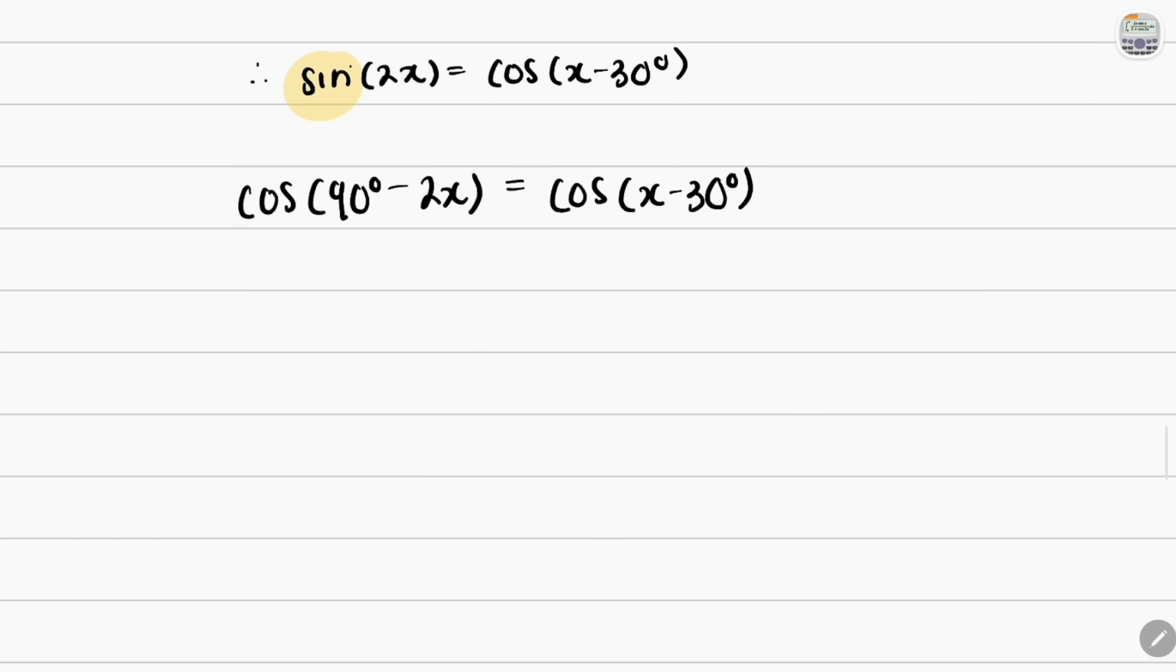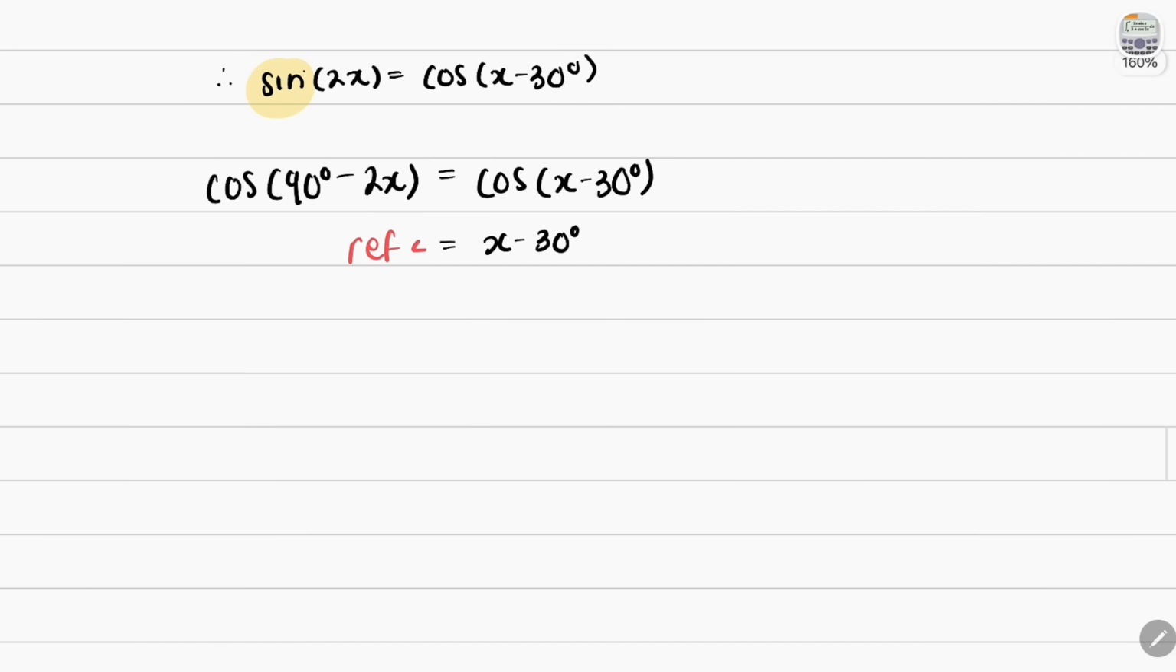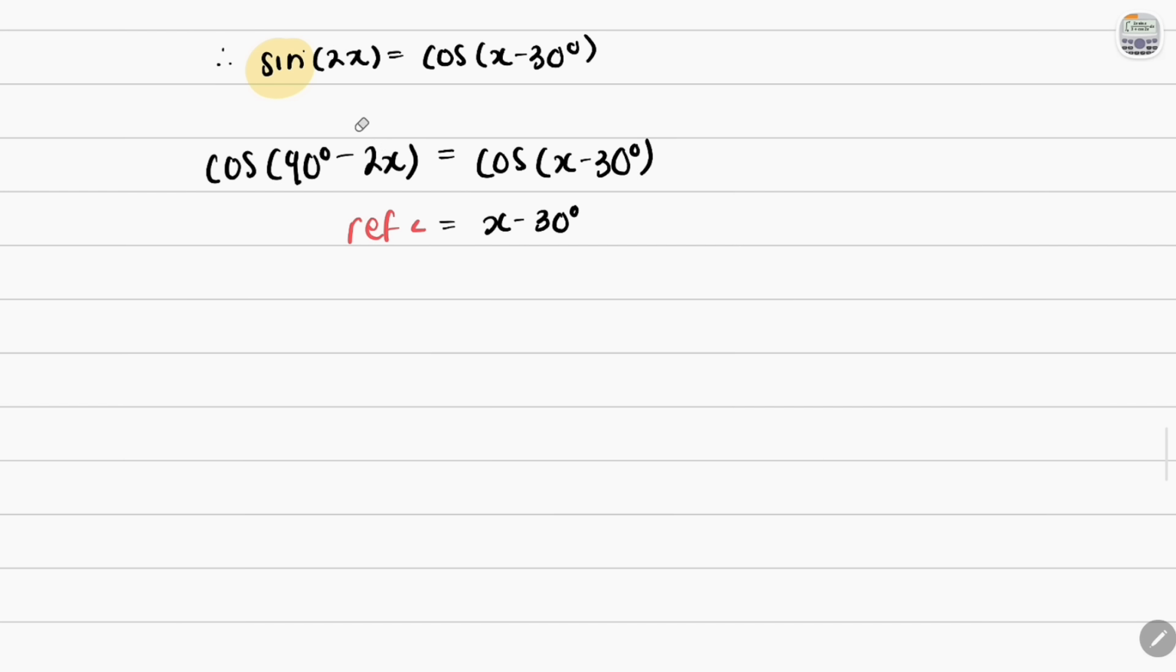Now that we have this, let's find our reference angle. So choose which one you want to use. You could have decided to put this on the left-hand side and this on the right, but I'll just keep it as it is. If you take the inverse of cos, you're going to get your reference angle. The inverse of cos applied to cos(x minus 30 degrees), because this is the inverse of cos and this is the function of cos, they would cancel each other. All we are left with is x minus 30 degrees. So that is our reference angle, and this is what we are making the subject of our equation.